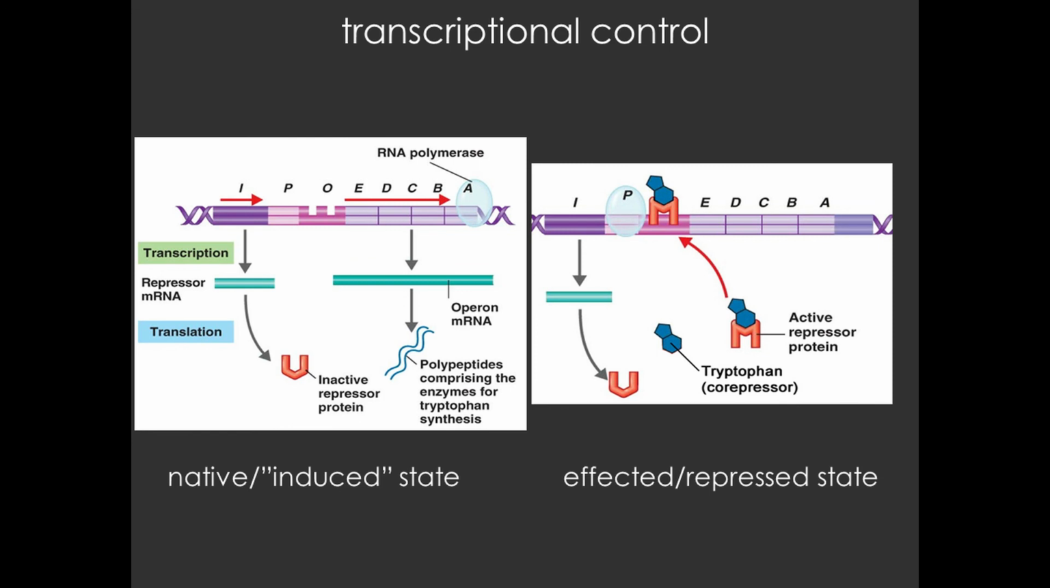So in this case, we call the effector the co-repressor because it is involved in repressing the operon by working with the repressor protein. So this kind of operon, a repressible operon, in its native state is induced, it's on. In its affected state, when the effector is present, the operon is repressed. So this is on and needs to be turned off. So repressible operons need to be repressed.